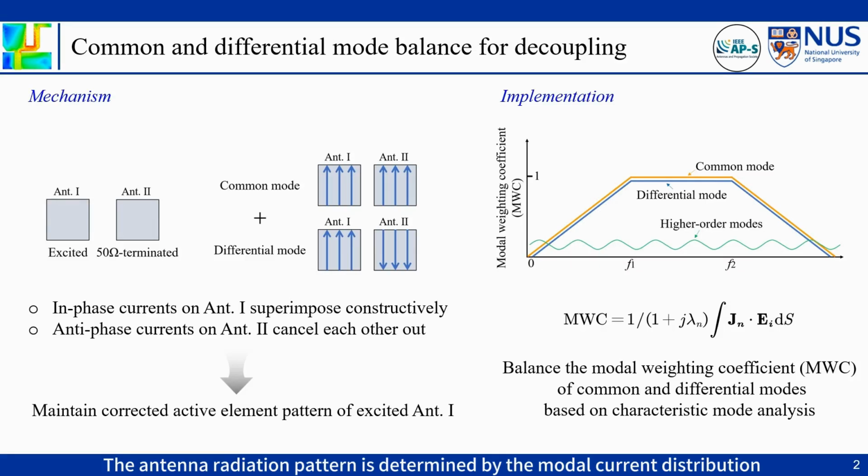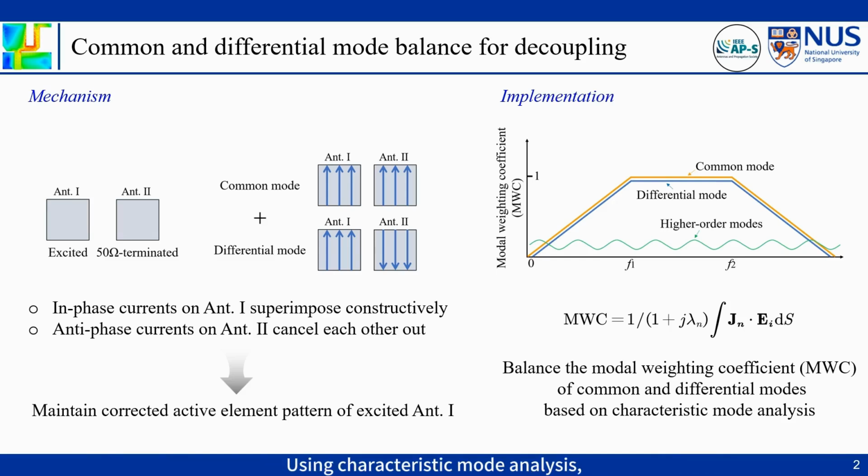The antenna radiation pattern is determined by the modal current distribution on the radiating aperture. In this work, the common mode and differential mode are considered when these two modes are simultaneously excited in a balanced state. In-phase currents on the excited antenna add constructively, while anti-phase currents on the coupled antenna cancel out. As a result, undesired radiation from the coupled antenna is suppressed, and the active element pattern of the excited antenna is maintained. Accordingly, radiation pattern restoration is achieved through the superposition of the two modes.